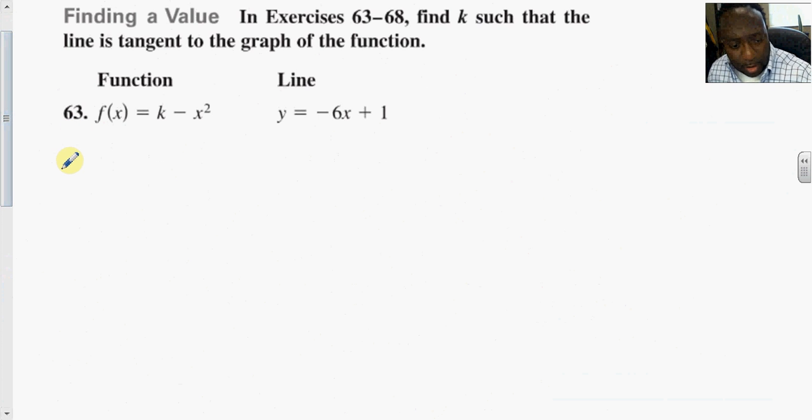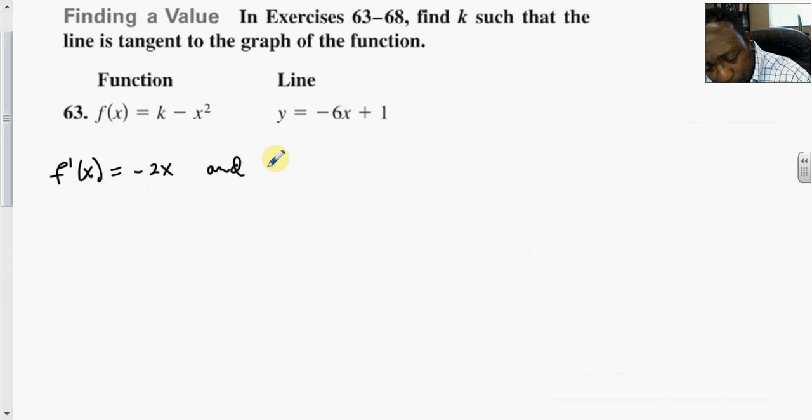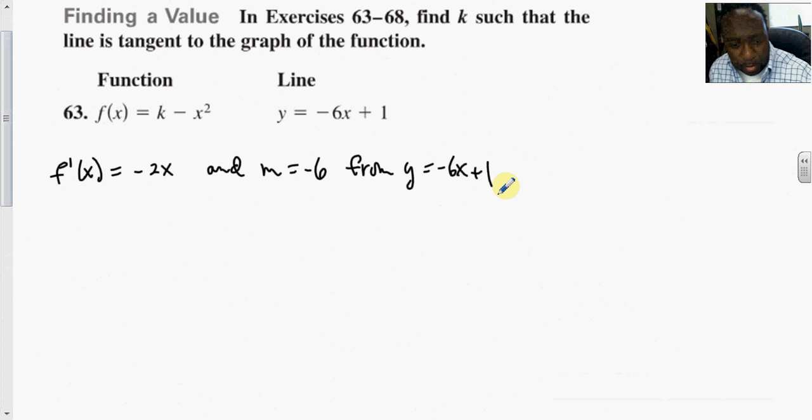So let's see. What we do is we find the derivative of the function, which is negative 2x. We set the derivative here to be equal to the slope for the line. All right? We're going to try to connect these two functions. And m is equal to -6 from y equal to -6x plus 1. So setting the slopes equal, remember this is a slope as well, the derivative.